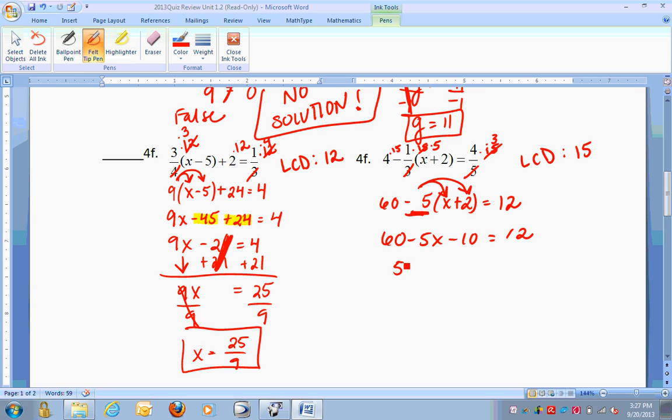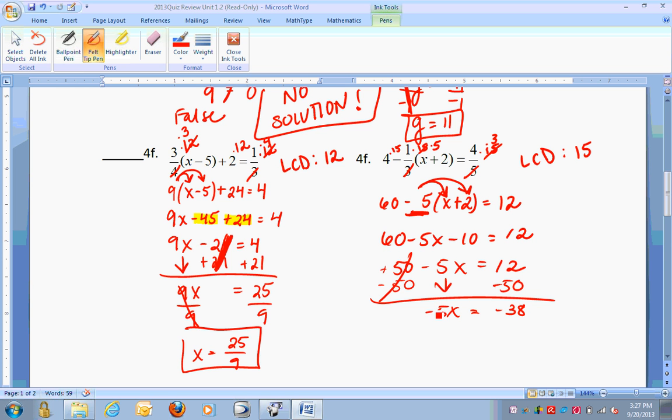So 60 minus 10 is 50. And then I bring down the 5x, and that equals 12. All right, so I need to get x by itself. So I have to get my number, this 50, to go away. And it's positive 50. So I'm going to subtract 50 from both sides. I bring down the negative 5x. 12 minus 50 is negative 38.